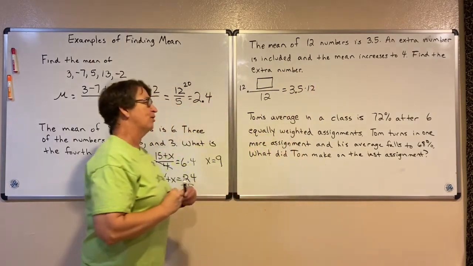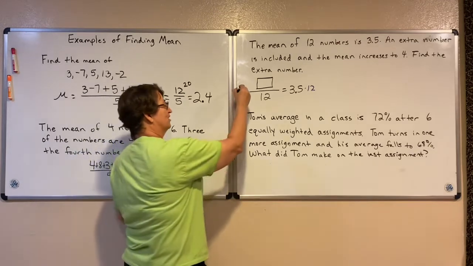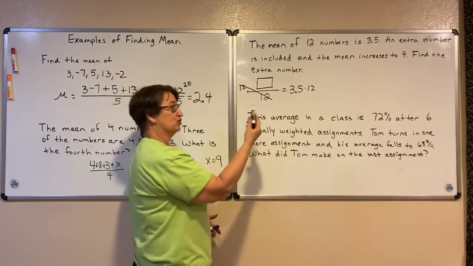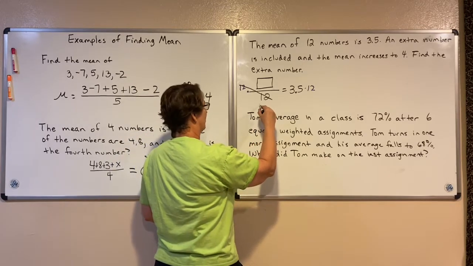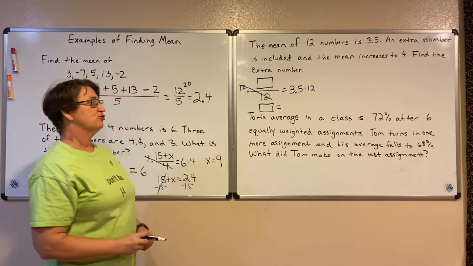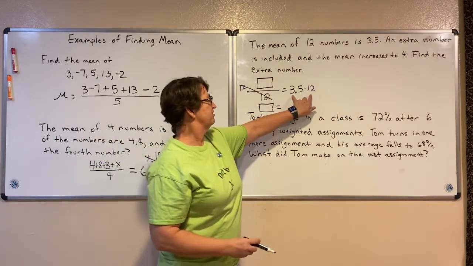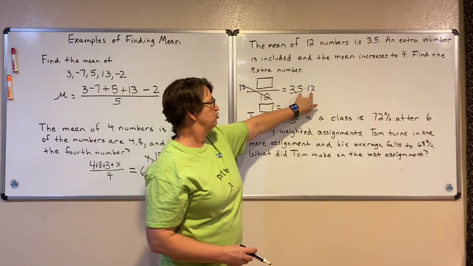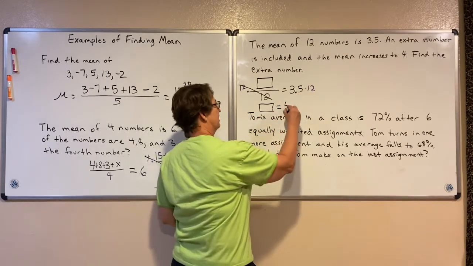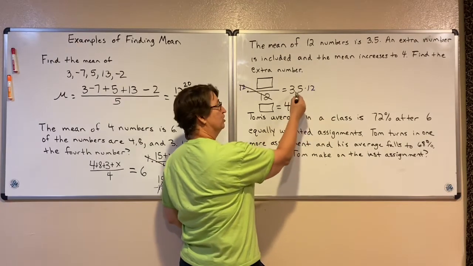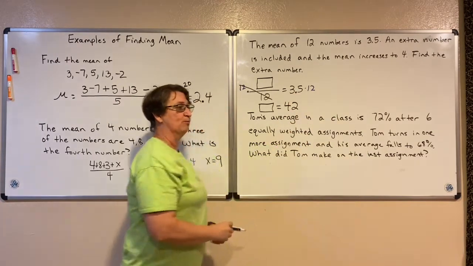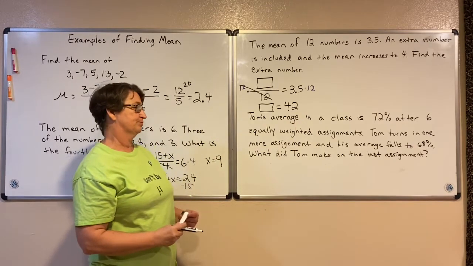When I multiply both sides of my equation by 12, it leaves me with a box. We could leave it as a box. You could make it a question mark, whatever you want to use, an X. Then 12 times 3 is 36. And then half of 12 is 6. So 36 plus that 6 is 42. Or you could just multiply 12 times 3.5 and you end up with 42.